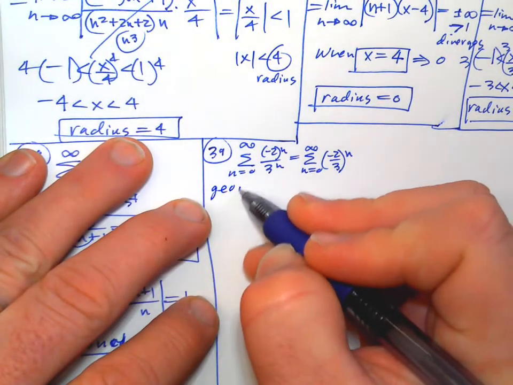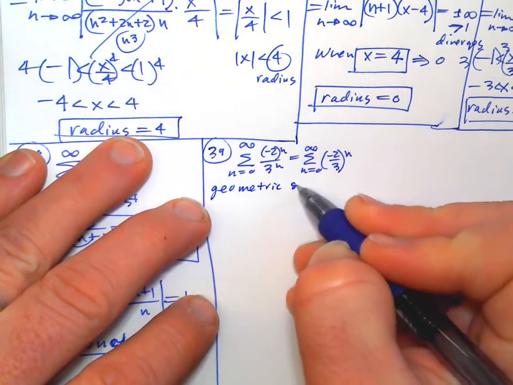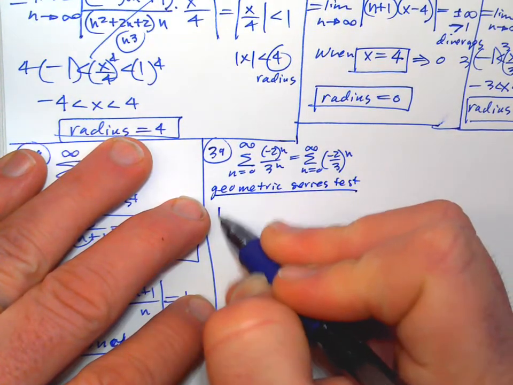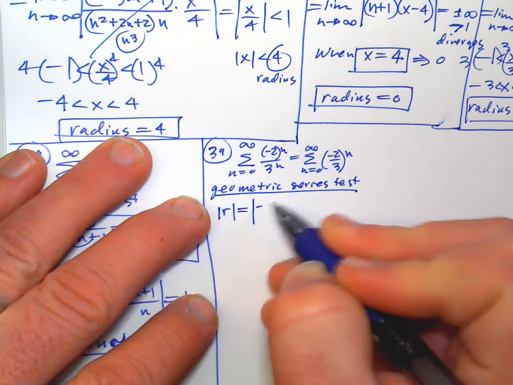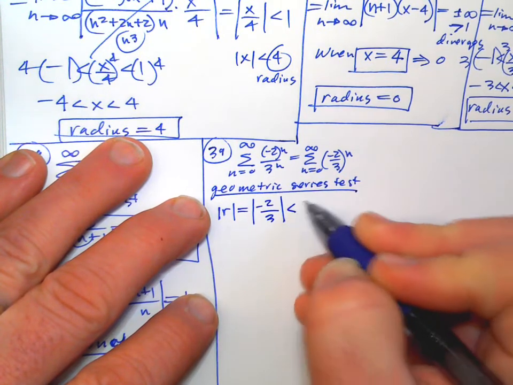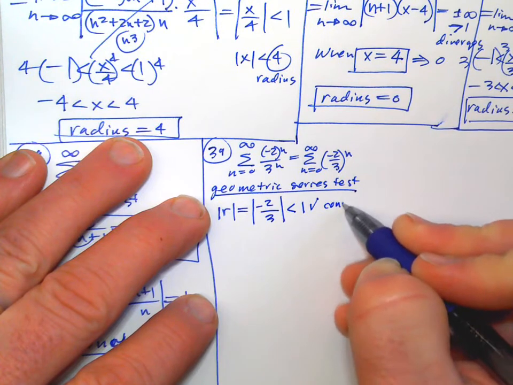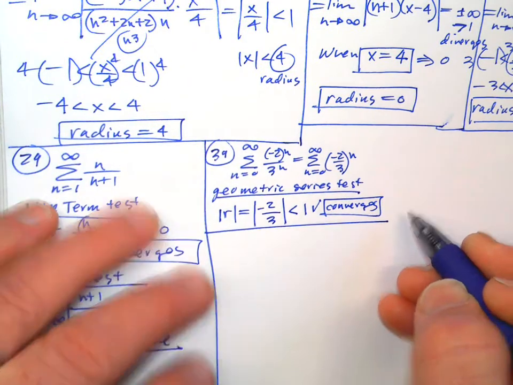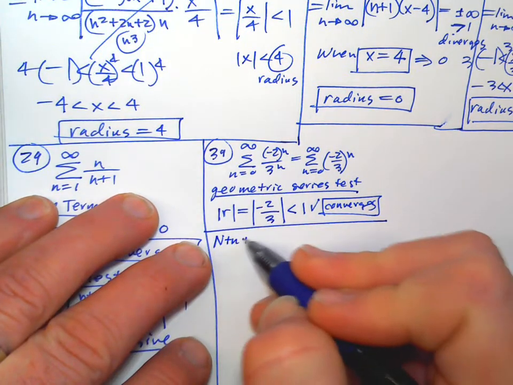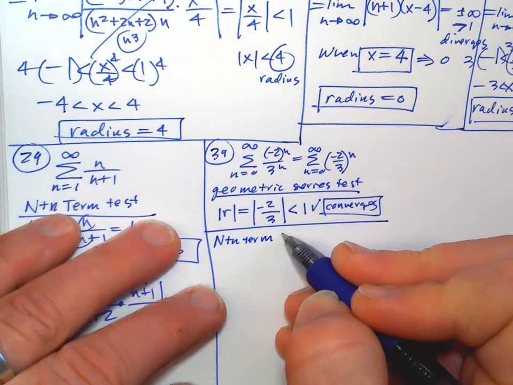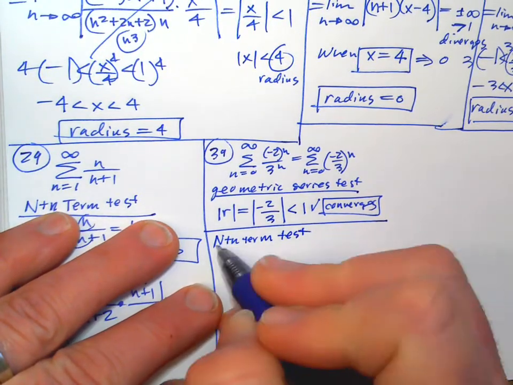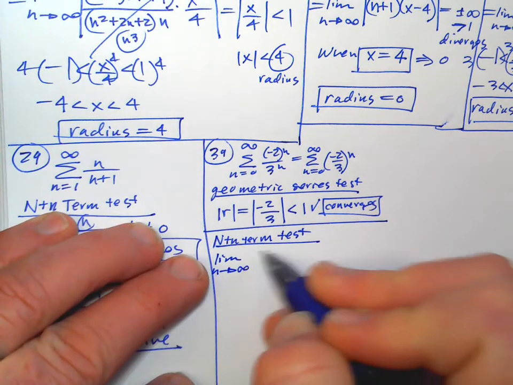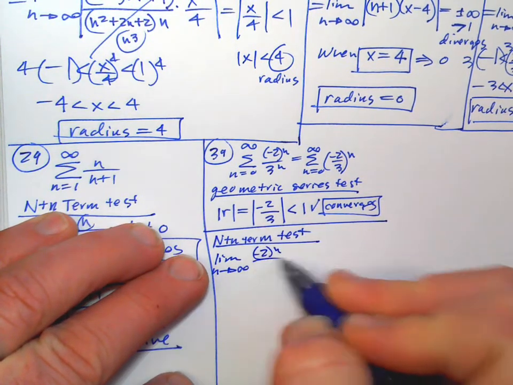We could say, all right, geometric series test, because it is a geometric series, and the absolute value of R has to be less than 1, and it is, so it converges by the geometric series test. So we could do it like that. Let's try nth term test, which is a test for divergence. It's usually inconclusive. Limit as n goes to infinity of negative 2 to the n over 3 to the n.